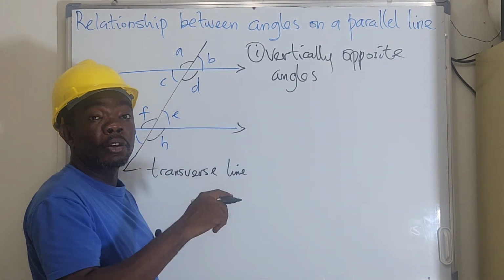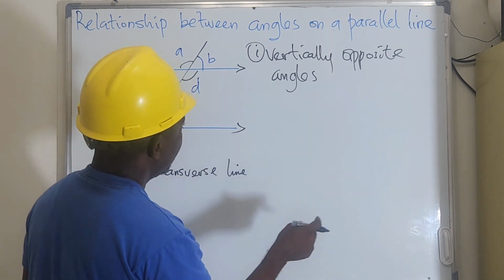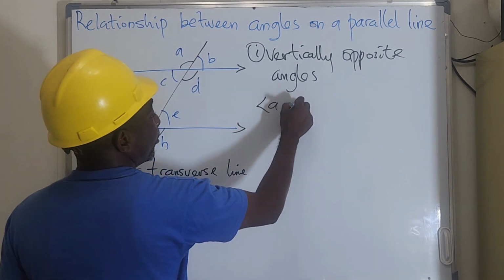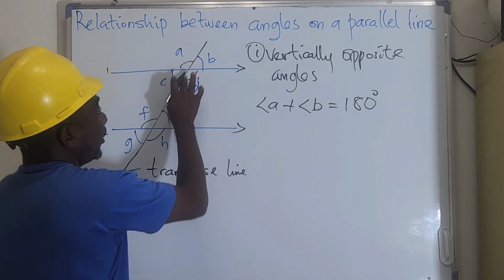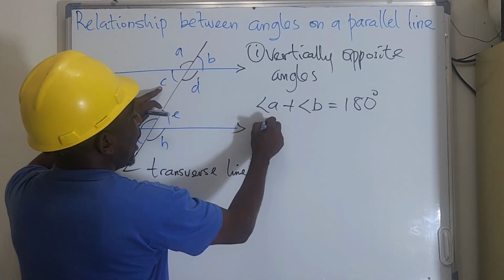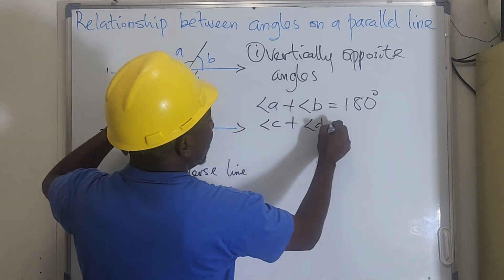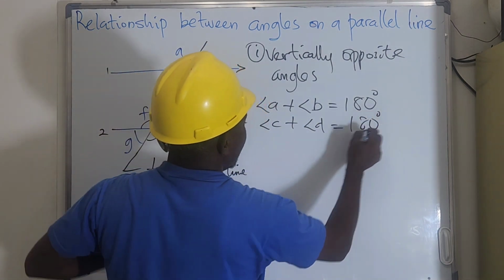Here we can see that, from angles on a straight line, we know that the summation of angles on a straight line equals 180. Angle A plus angle B will be equal to 180 degrees. The same thing, angle C plus angle D will be equal to 180 degrees.